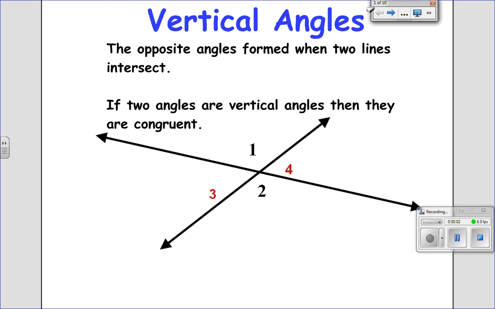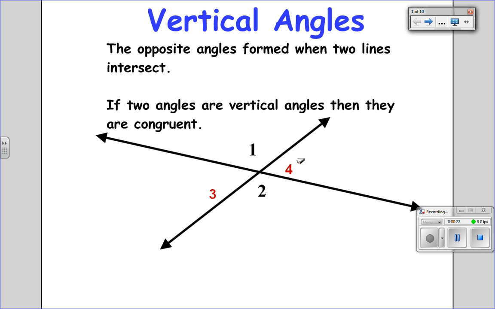Okay, today we'll be taking a closer look at vertical angles and linear pairs. Vertical angles occur when we have two lines that intersect each other. The vertical angles are the opposite angles formed when these two lines intersect. So if you look at these two lines intersecting, angle 1 is opposite to angle 2. So angle 1 and 2 are considered vertical angles.